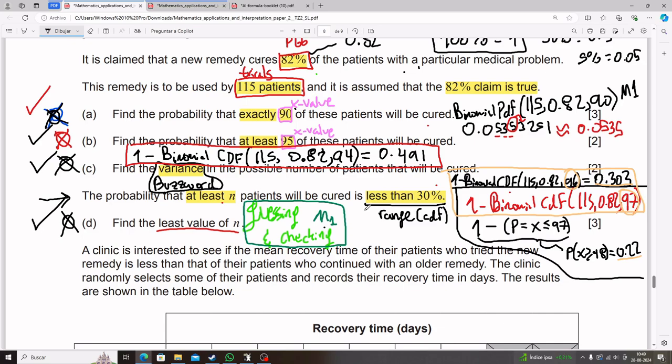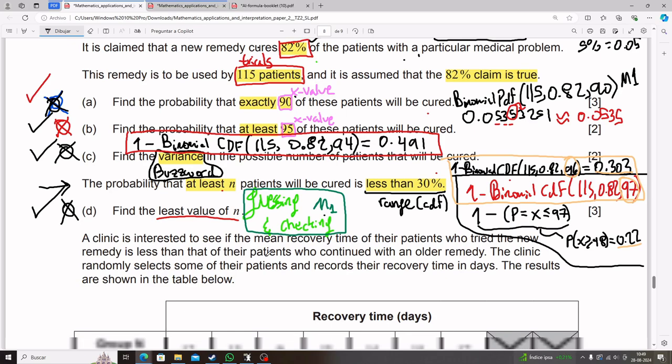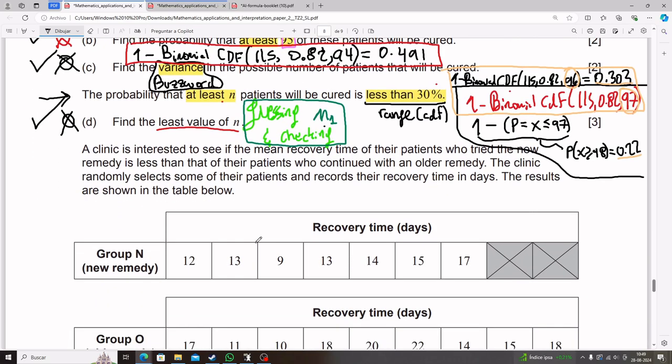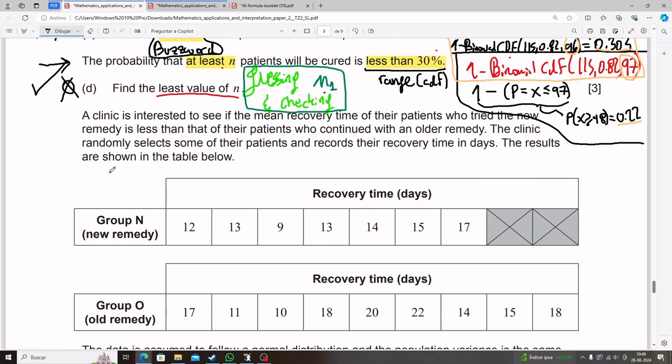So yes, guessing and checking here works. I've seen it in other mark schemes, and it's a suggested method, all right? And it's the one I suggest because for me it's the friendliest, pretty easy to understand. Then they tell us that a clinic is interested to see if the mean recovery time, all right, so this is basically like a whole other problem. Yeah, so that's the first disclaimer.